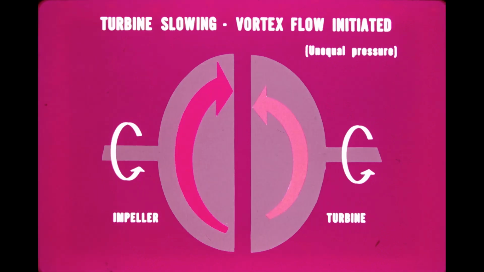What would happen if we imposed a load on the turbine shaft and thus slowed the turbine? In this situation, the turbine exerts less force on its fluid than the impeller, which is driven at engine speed. Since the forces are now unequal, fluid from the impeller begins to flow into the turbine in an attempt to speed up the turbine. Because the turbine is lagging behind the impeller, a small vortex flow is established.